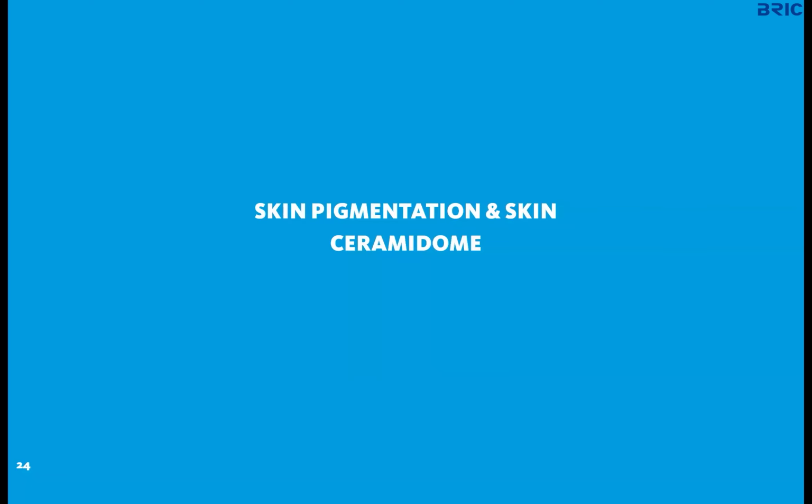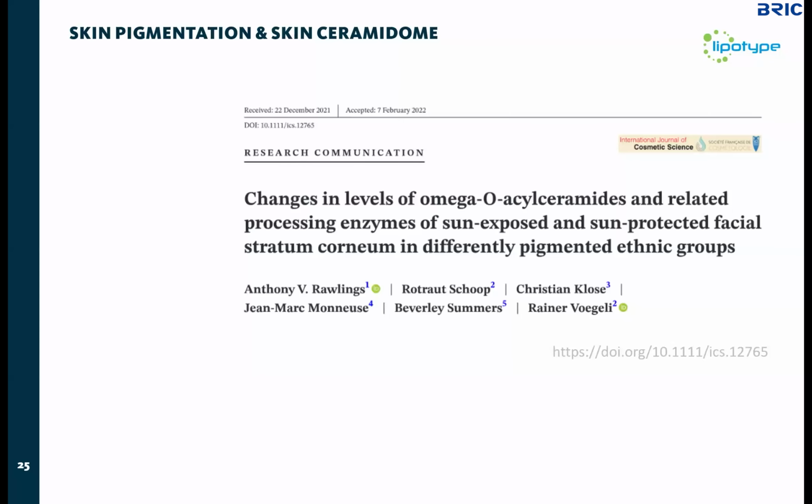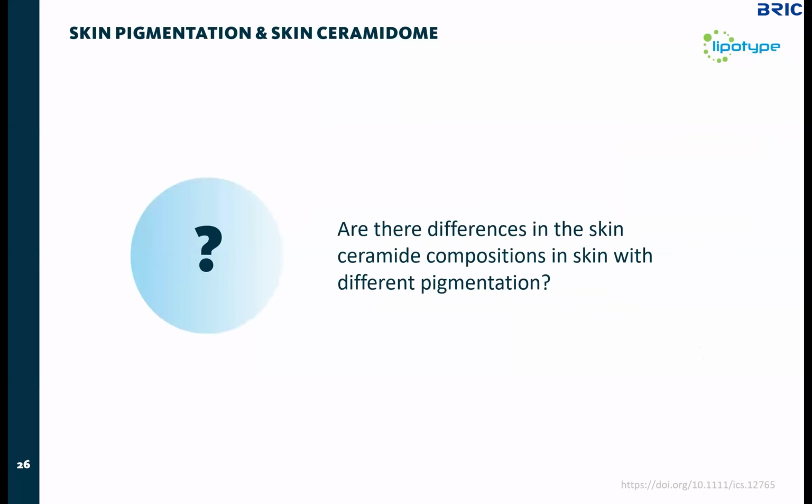The next study is a very interesting study which addresses the question of skin color and diversity in clinical studies, and it establishes the connection between skin pigmentation and skin ceramide composition. So this is the original publication, and the main question in the study was, are there any differences in skin ceramidome, so skin ceramide composition, in skin with different pigmentation?